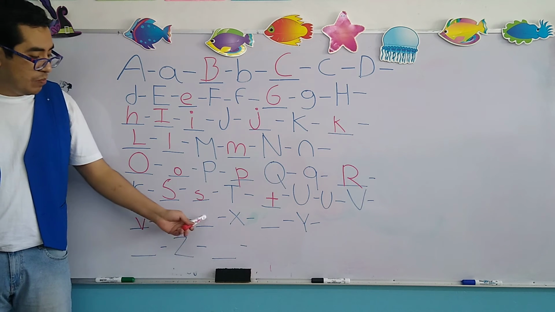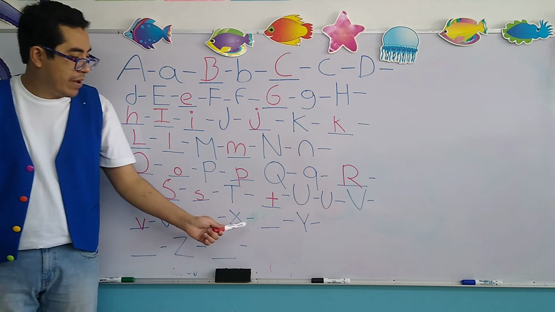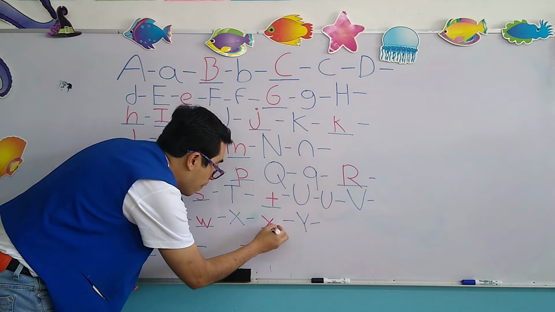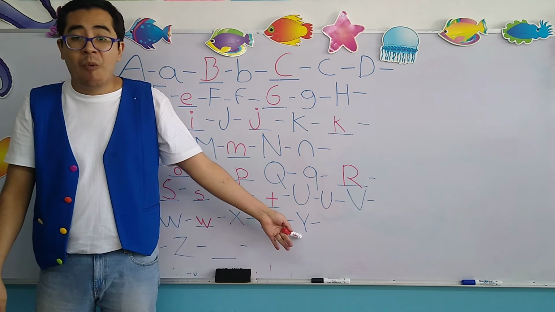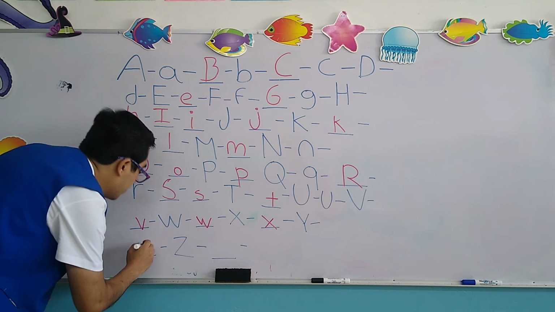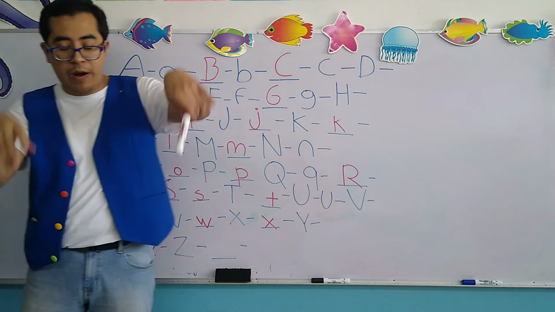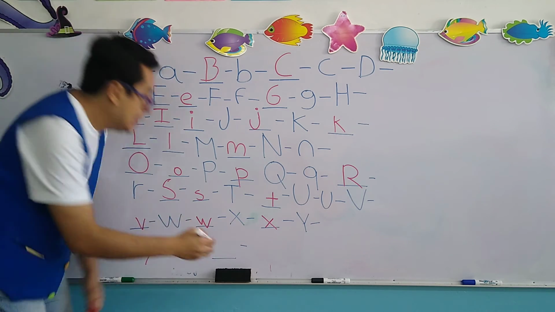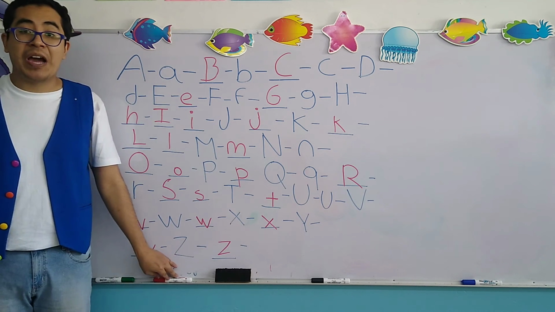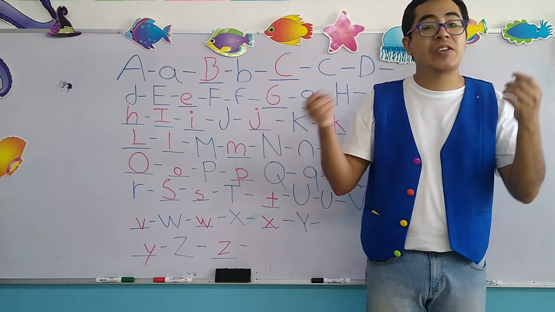Capital W, small w. Capital X, small x. The letter of xylophone. Capital Y of yo-yo. Okay, here is missing small y of yo-yo. Capital Z of zombie and small z. Okay, excellent. We finished the exercise. I hope that you didn't have any problems, any complications making this exercise with the teacher.